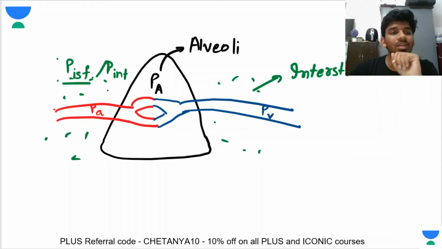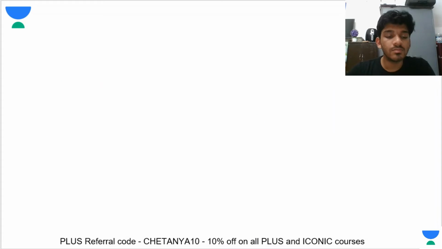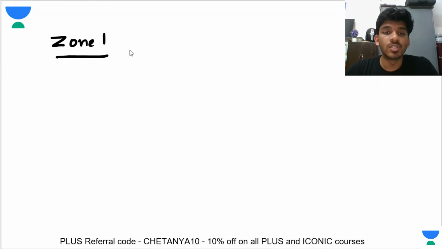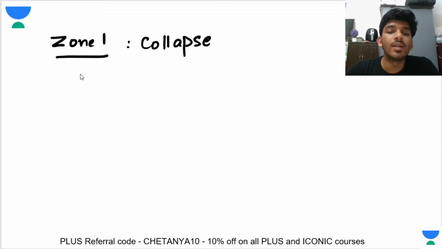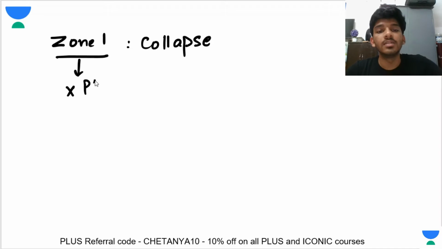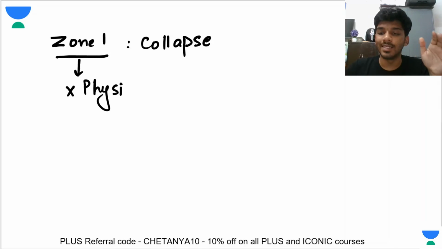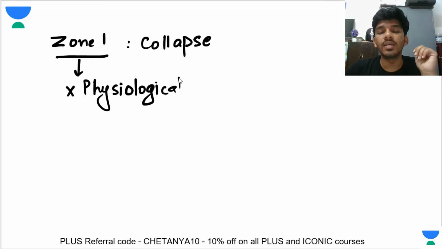Now let's try to understand the various zones. The first zone that we are going to talk about is zone 1. In zone 1, what actually happens is, this is called the zone of collapse. Before we start talking about zone 1, I want you to know that it is not physiological. Instead, it is found only in certain conditions.